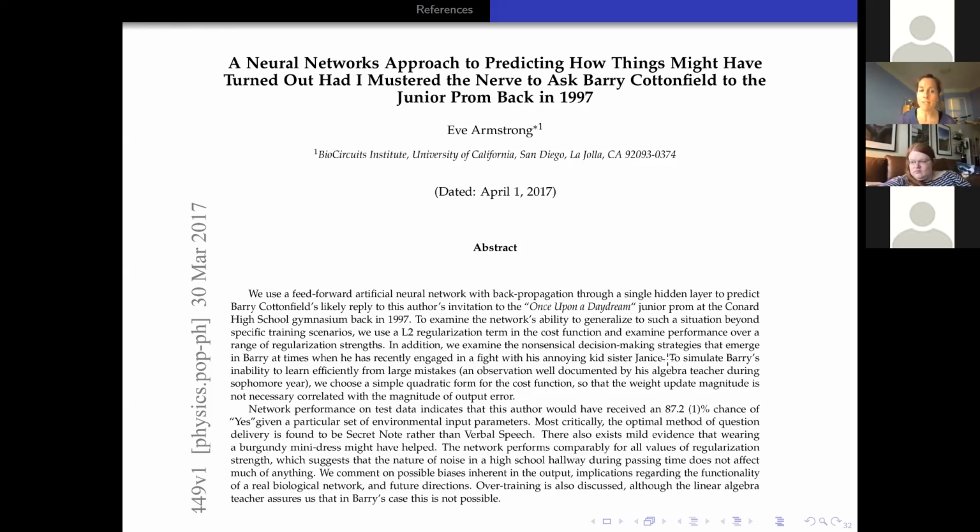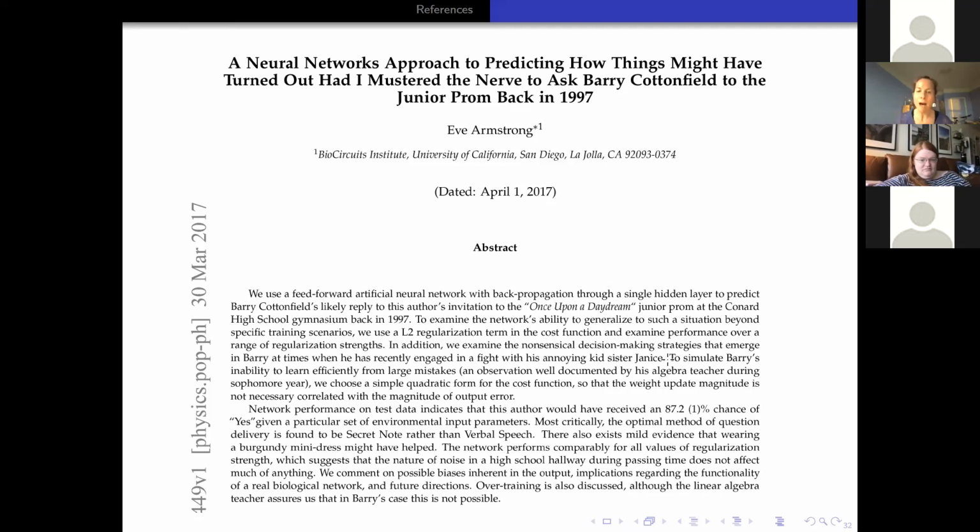To simulate Barry's inability to learn efficiently from large mistakes, an observation well documented by his algebra teacher during sophomore year, we choose a simple quadratic form for the cost function so that the weight update magnitude is not necessarily correlated with the magnitude of output error. Network performance on test data indicates that this author would have received an 87.2% chance of yes, with an uncertainty of 0.1%, given a particular set of environmental input parameters. Most critically, the optimal method of question delivery is found to be secret note rather than verbal speech.